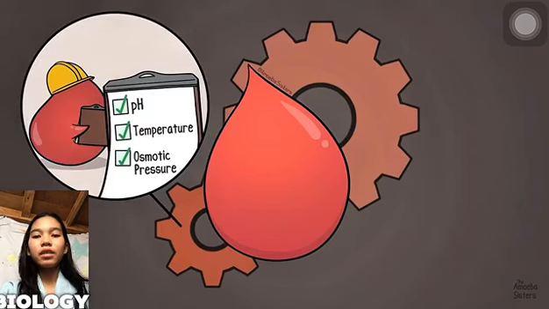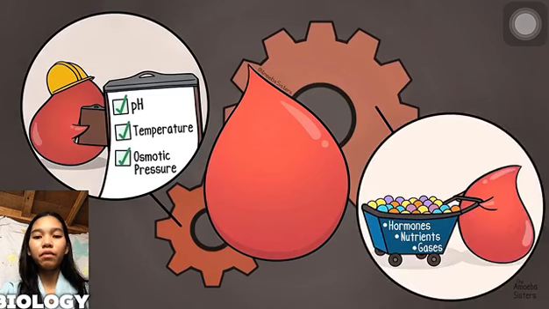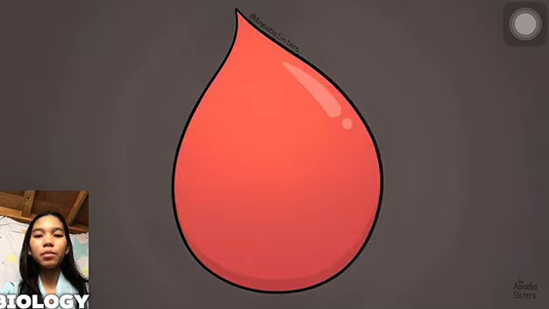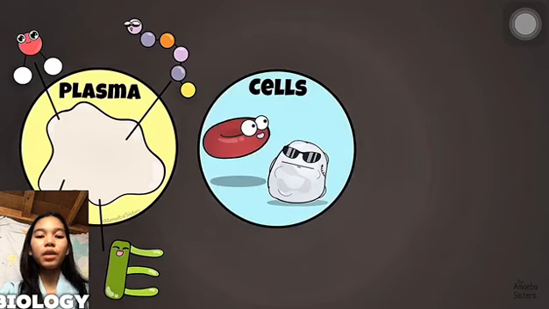The blood has a lot of functions. It maintains a certain pH, temperature, and smooth pressure. All of this is very important for homeostasis. It transports things like hormones, nutrients, and gases, and it's made up of different components. One component is plasma, the liquid portion, which includes water, protein, salt, and lipids. You'll find them in the liquid portion of blood known as plasma.